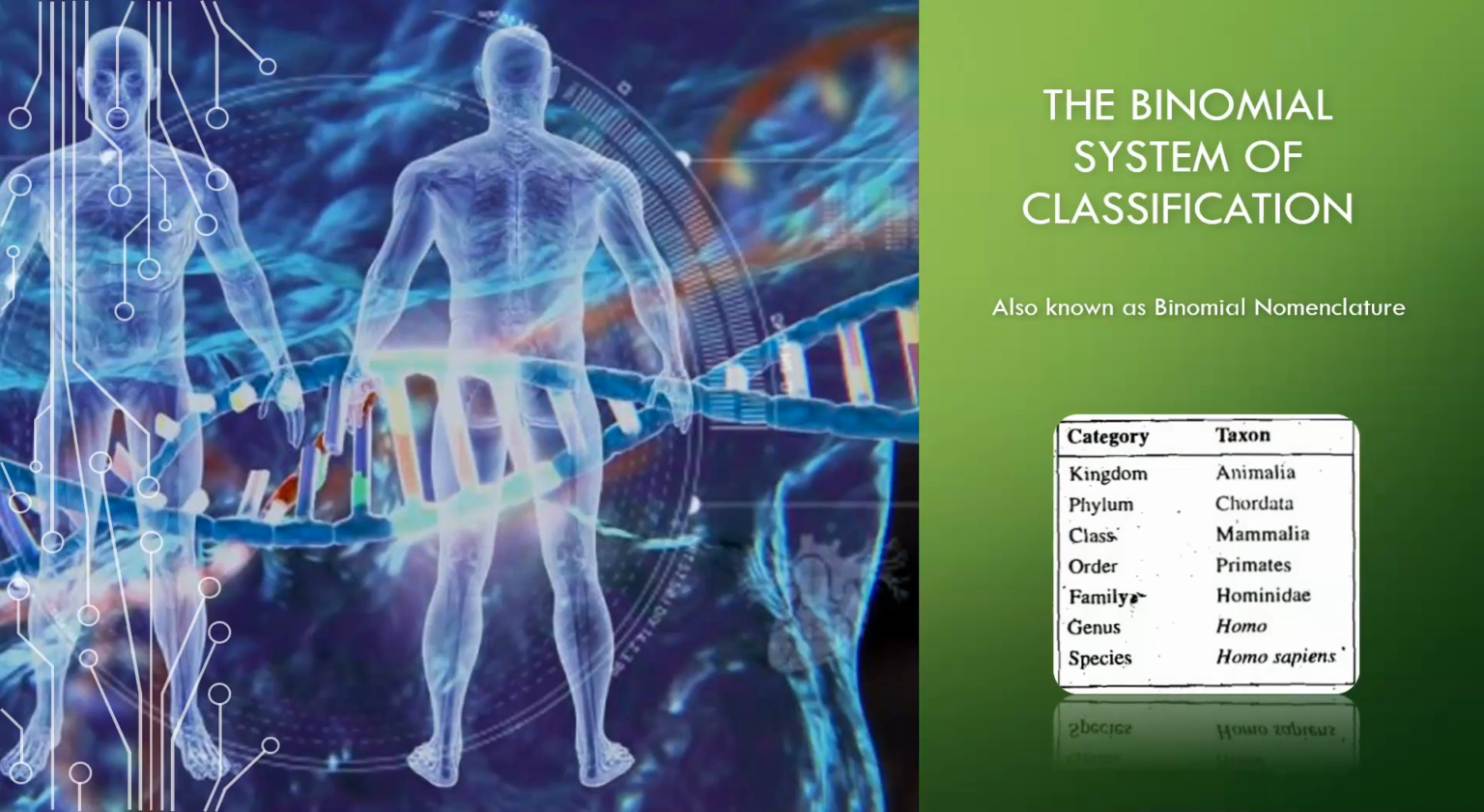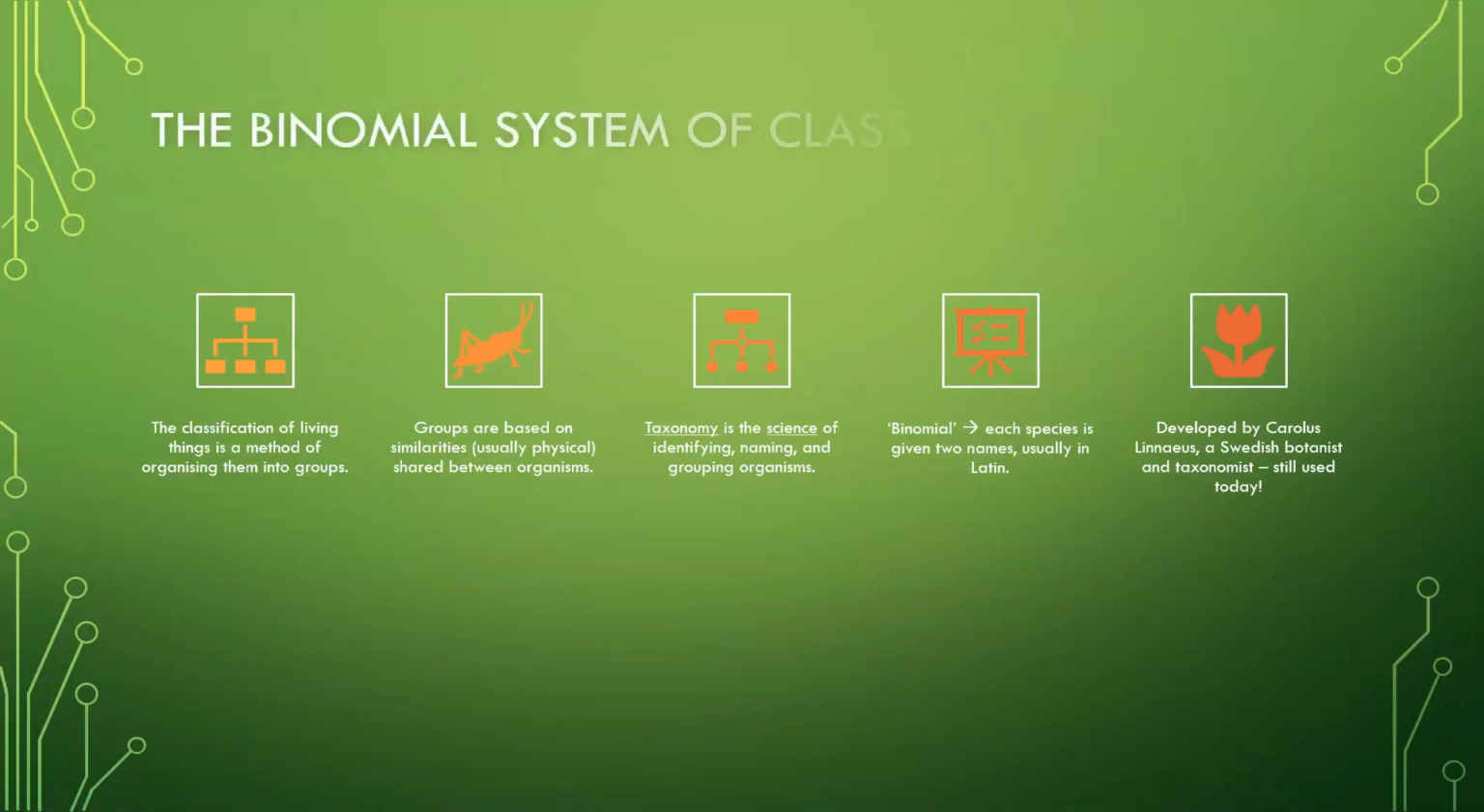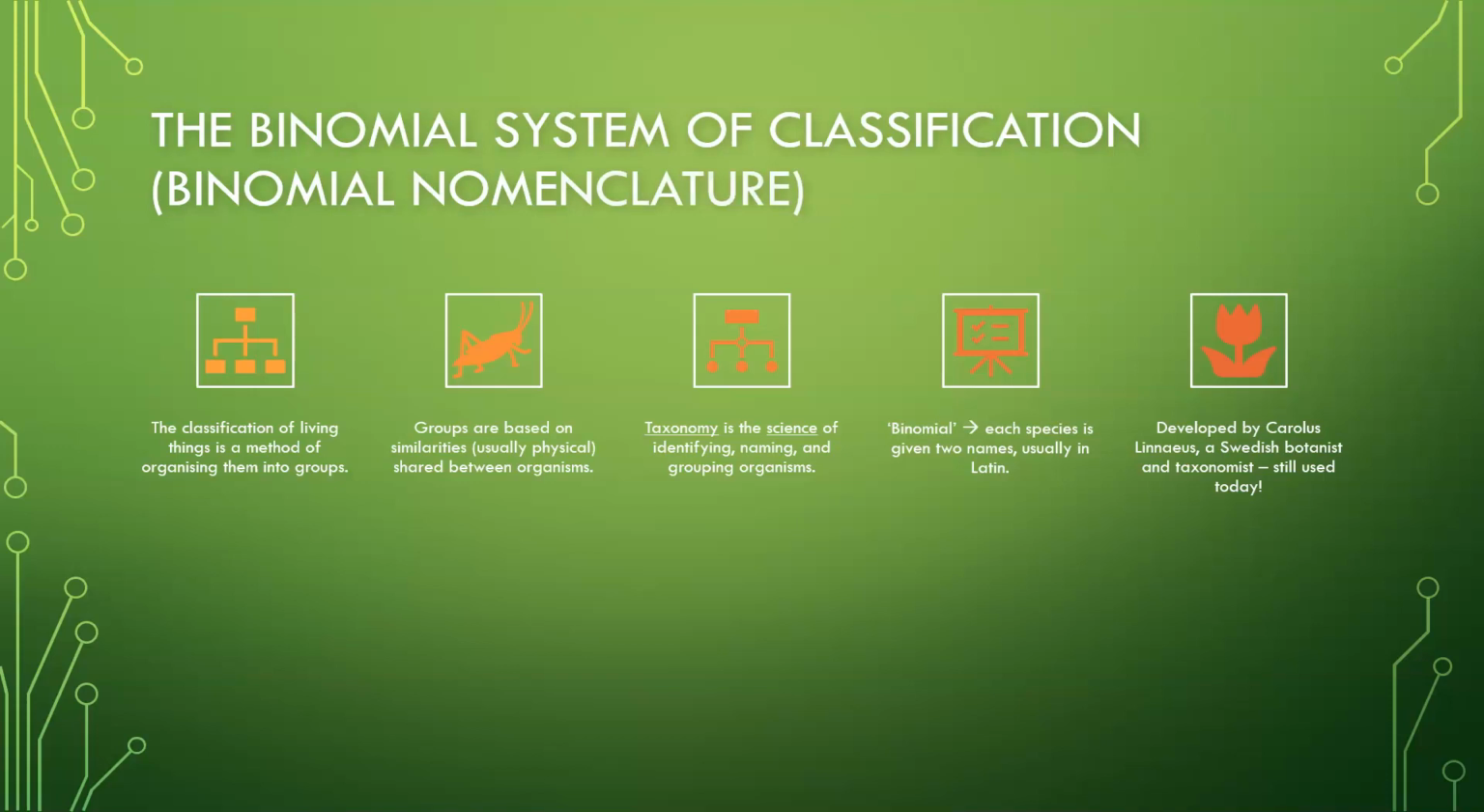So our binomial system of classification is also known as binomial nomenclature, and that is the system that you would have been taught back in Year 7. So we have our category and our taxon. The binomial system of classification then.